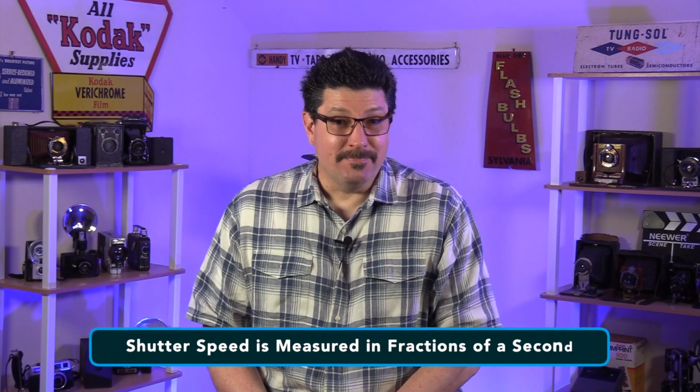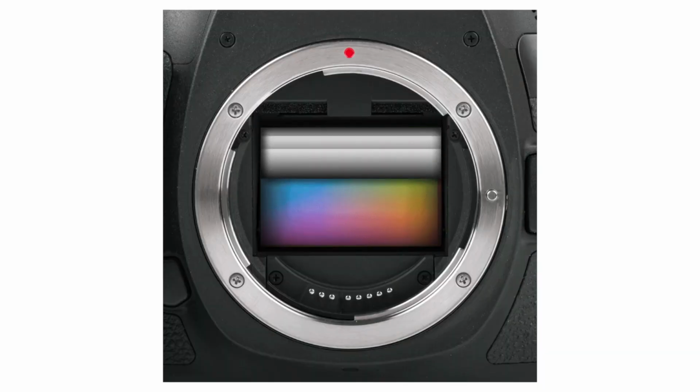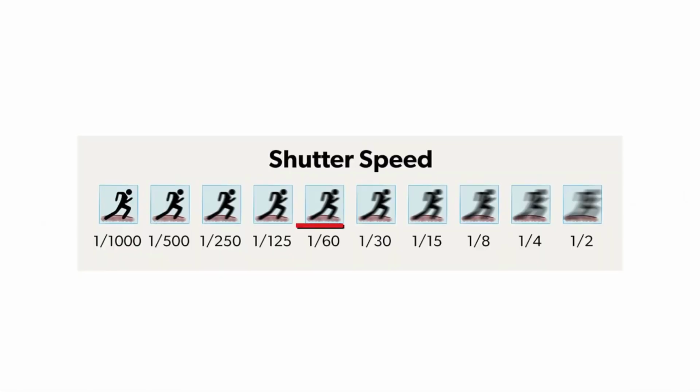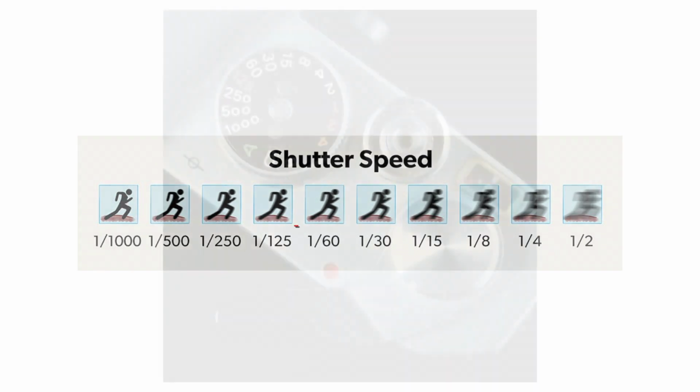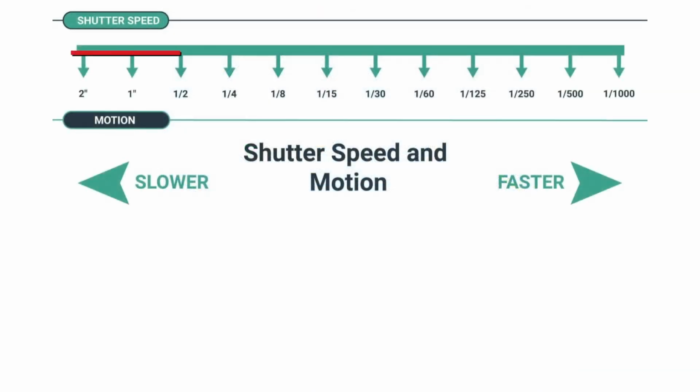Shutter speed is measured in fractions of a second. How fast a focal plane shutter moves is measured by what's known as shutter speed. 1/60th shutter speed means that the shutter exposed the film or the sensor for 1/60th of a second. Slower shutter speeds, like 1/30th or 1/15th or 1/10th or whatever, expose the film for longer stretches of time.